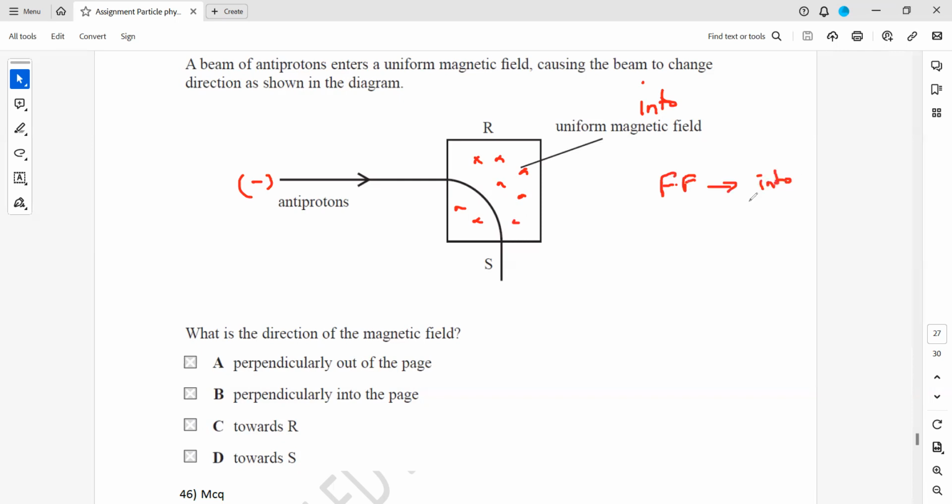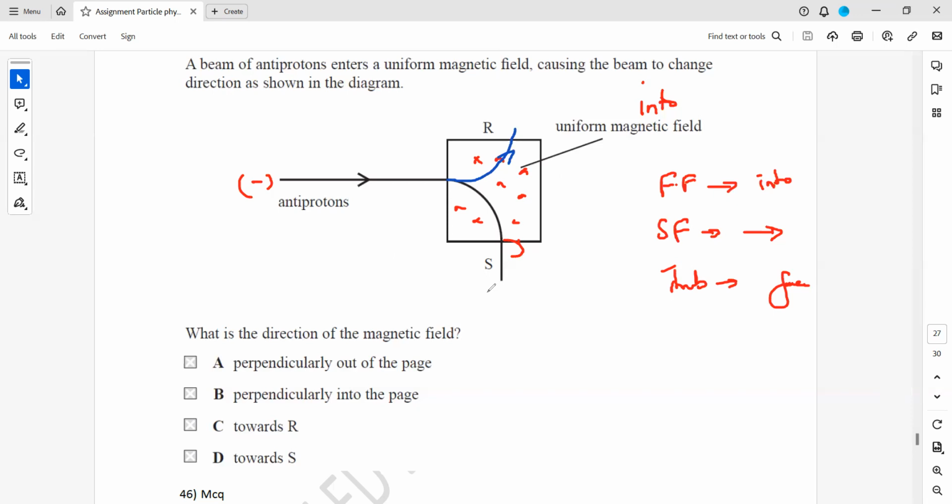In this example, your second finger represents the direction of the particle, which is moving towards the right-hand side, and your thumb represents the direction of the force on the particle. So when you apply the left hand rule, if this was a positive particle, it should go in this direction. But because it's a negative particle, it is moving in the opposite direction.